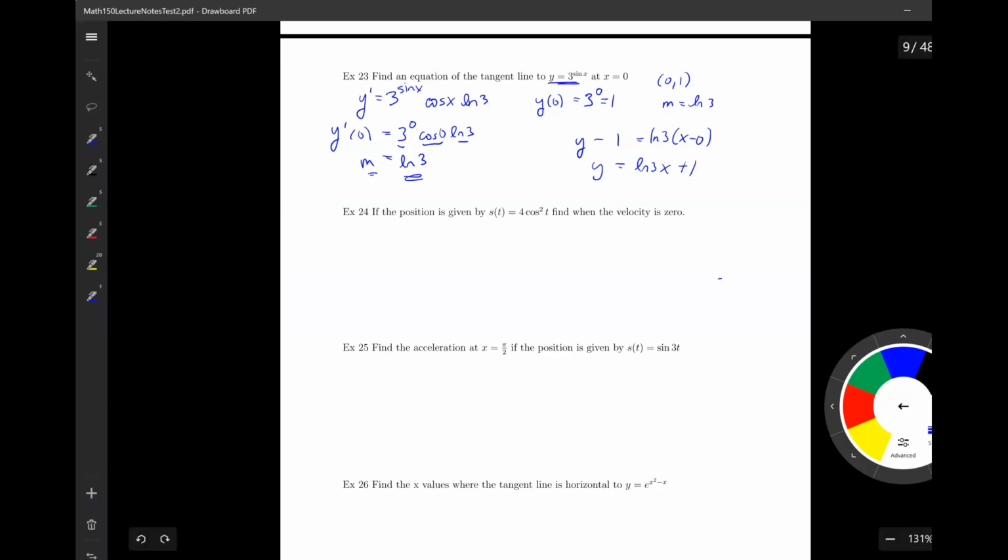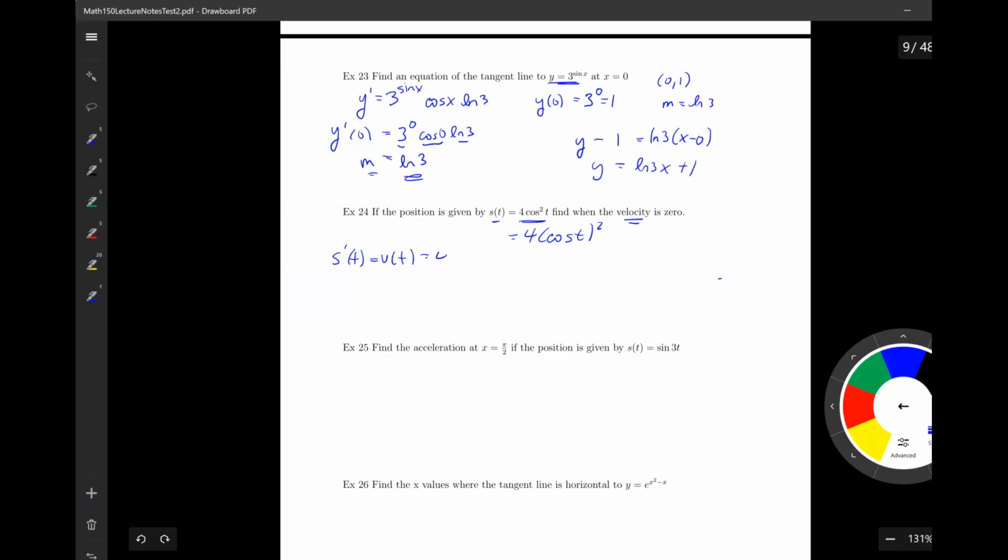All right, let's look at this one here. I've got a position given by this. I'm going to take the time to rewrite it so I see what inside function I've got. Then I'm going to take the derivative, which is the velocity. So s prime of t is v of t.